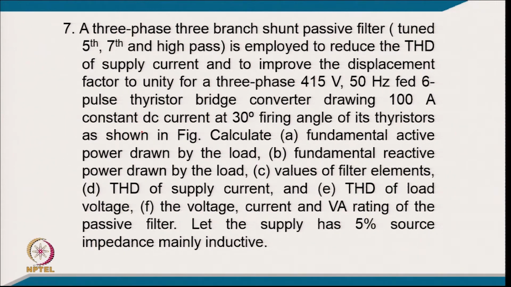So, coming to the seventh numerical problem, a 3 phase 3 branch shunt passive filter tuned for 5th, 7th and high pass is employed to reduce the total harmonic distortion of supply current and to improve the displacement factor to unity for a 3 phase 415 volt 50 hertz fed 6 pulse thyristor bridge converter drawing a 100 ampere constant DC current at 30° fire angle of its thyristor as shown in the figure. Calculate the fundamental active power drawn by the load, fundamental reactive power drawn by the load, value of filter elements, total harmonic distortion of supply current, total harmonic distortion of load voltage, the voltage, current and VA rating of the passive filter. Let the supply has a 5% source impedance, mainly inductive.